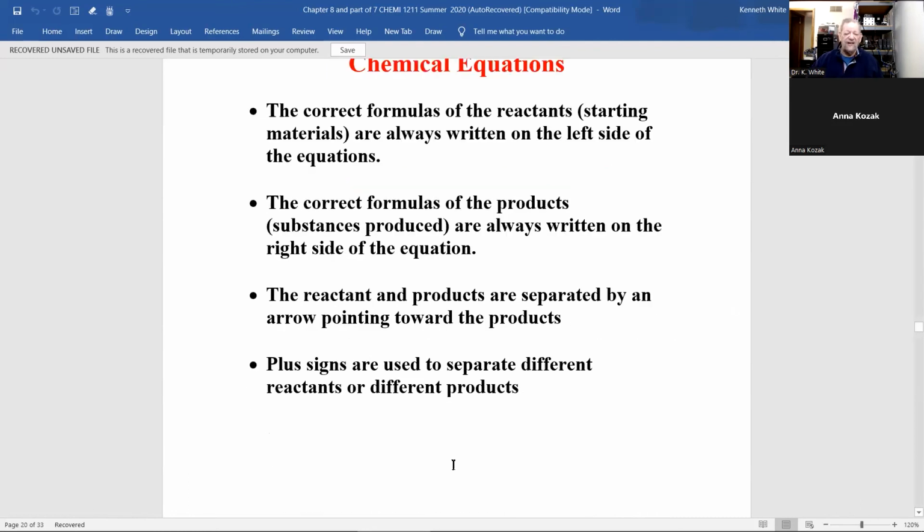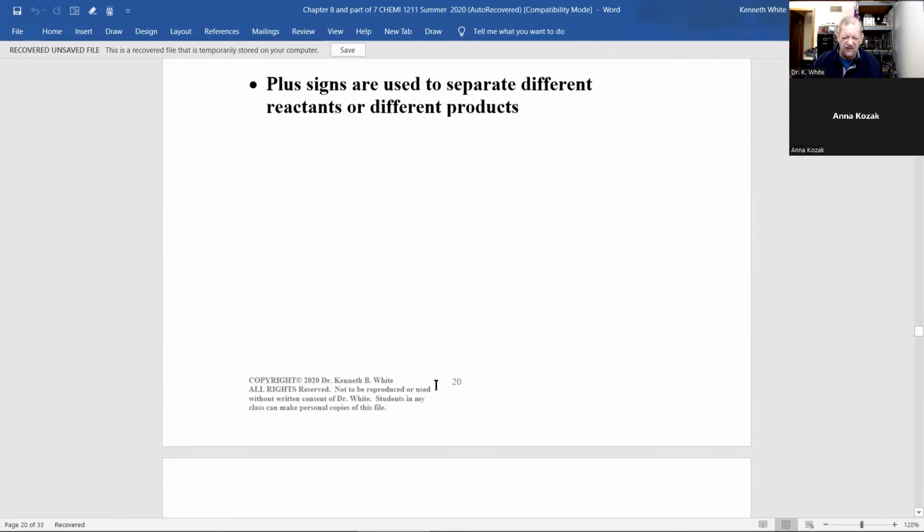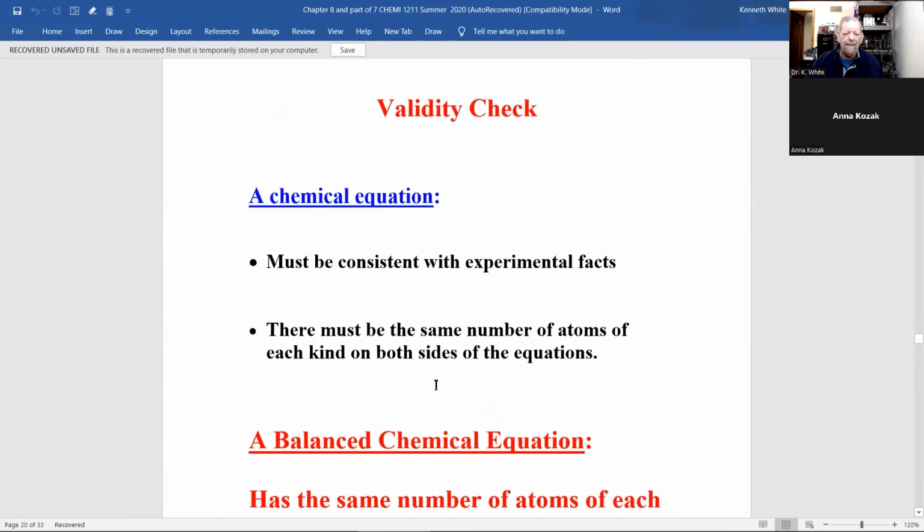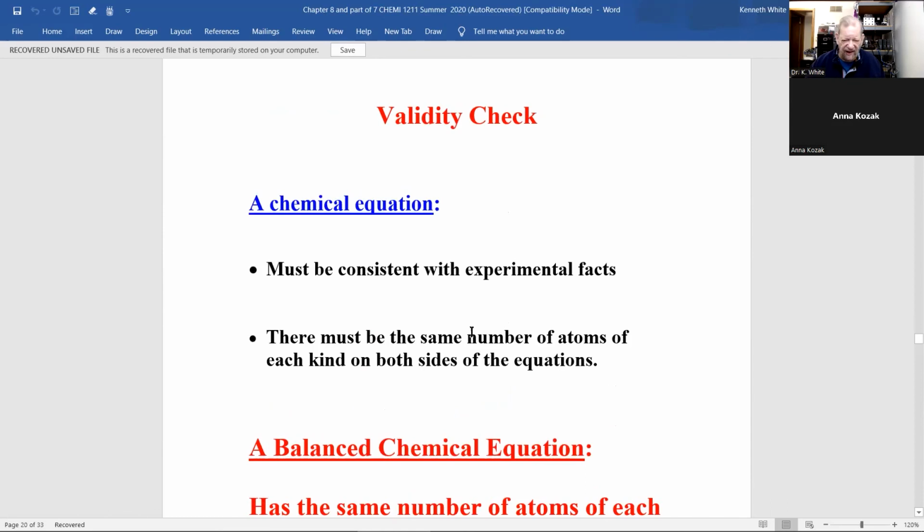And plus signs are used to separate different reactants and products. And I just showed you that in the two examples. Now, there's a validity check. A chemical equation must be consistent with experimental facts. If you take hydrogen and oxygen and react them together, you're not going to get sodium chloride. You'll get water.